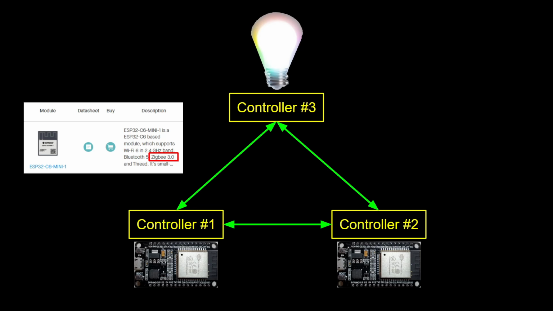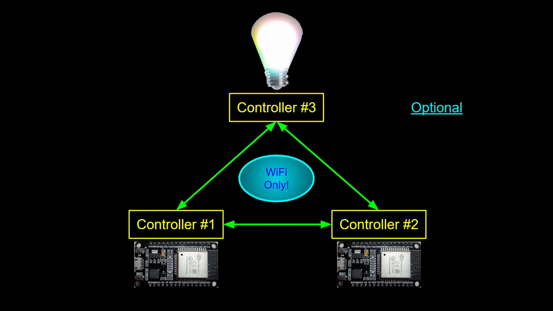So the goal is that the project will only require Wi-Fi for full functionality. Things like Home Assistant and MQTT would be optional for integration, but not required for the project's full functionality. So Zigbee is still a possibility, but not the ideal solution in my case.